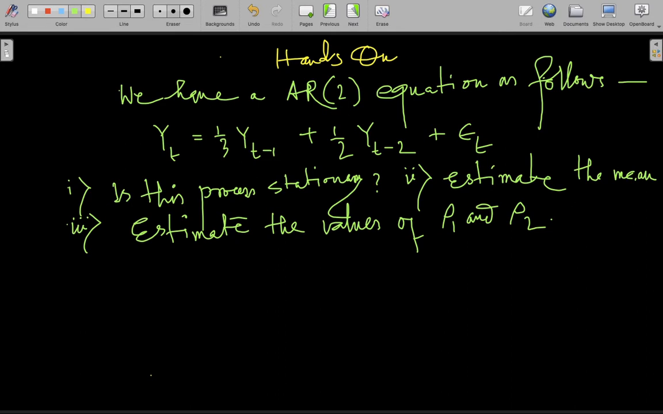So first we will use a lag operator, okay? And then we will use the AR characteristic polynomial and then the AR characteristic equation. Then we'll invert the roots, and then finally we'll check the stationarity condition, right? So that's basically the strategy. So let's actually do that.